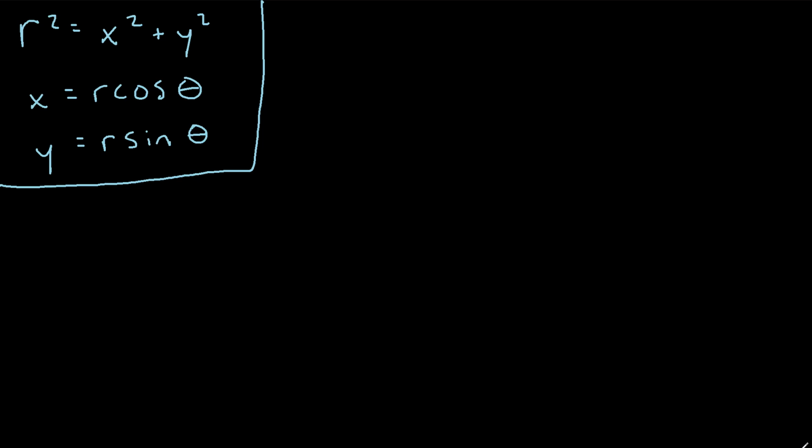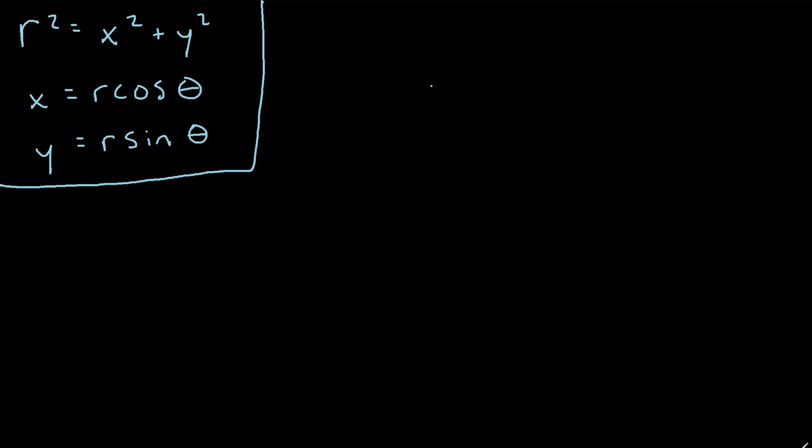In this video, we'll talk about how to convert rectangular equations to polar form. So there are three formulas that we need to know. The first is r squared is equal to x squared plus y squared. The next is x is equal to r times the cosine of theta. And the last one is y is equal to r times the sine of theta. So knowing these three equations, let's work through a few examples.